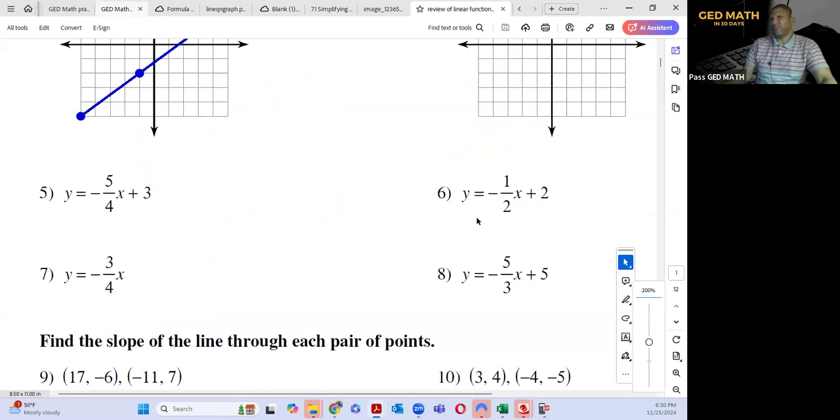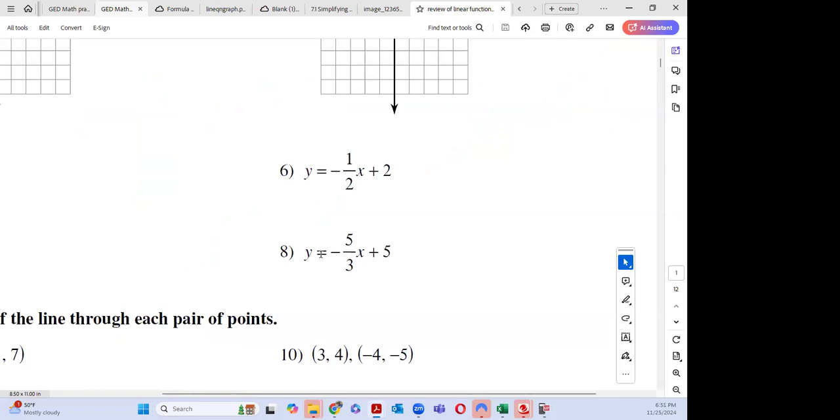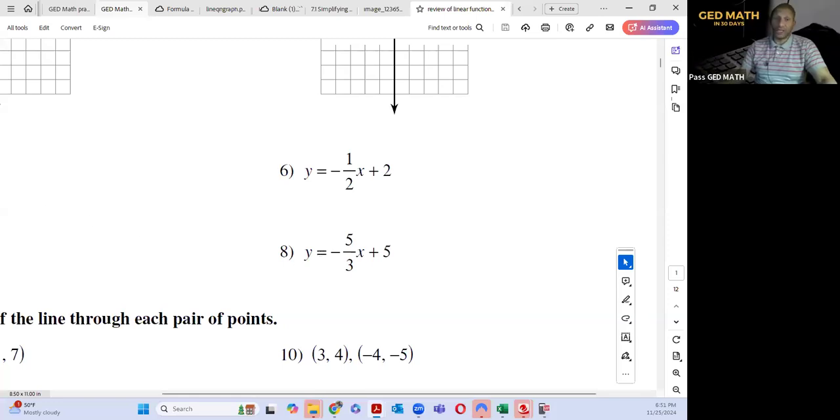So let's see if we can get it. For number 6, what would the slope be for number 6? Negative 1/2. Negative 1/2, because this linear equation is already in slope-intercept form. So the slope of number 8 would be what? -5/3. Slope is -5/3. That's all you have to do if you're given an equation in slope-intercept form.